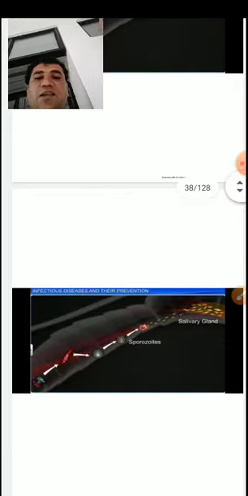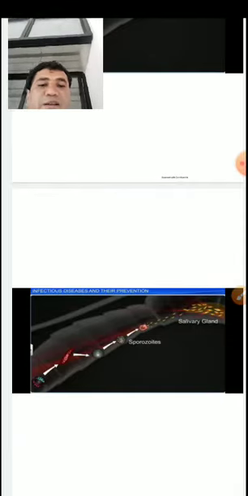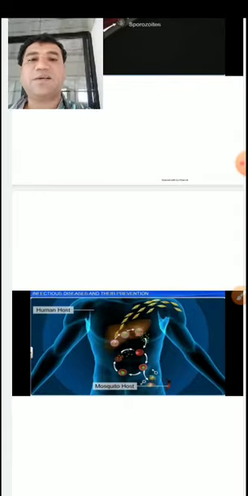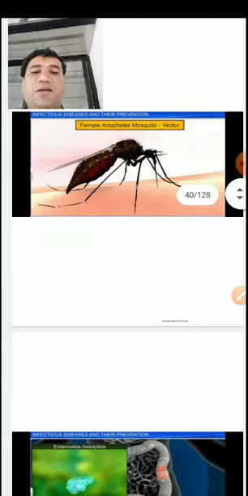As a result, they will be differentiated and the sporozoites will be converted into merozoites, and they will be accumulated in the salivary glands, waiting for the next infection. So malaria is one of the most important, most widely spread diseases in India also.